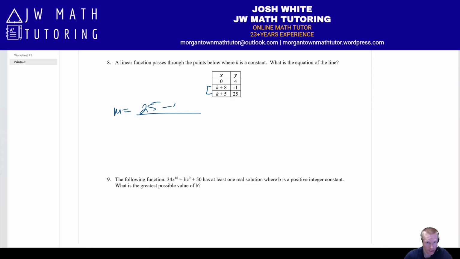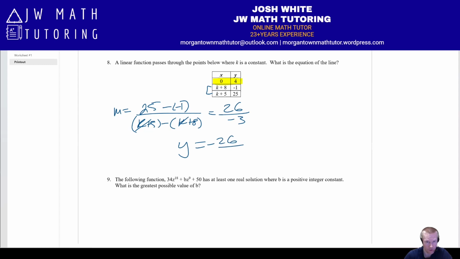Because if you do that, the k's will cancel out when you subtract the x values in the denominator of the slope formula. So you get 26 on the top, and k minus k cancels. 5 minus 8 is negative 3. The slope of this line is negative 3, and also notice they give you the y-intercept, so you don't actually have to do any more work.